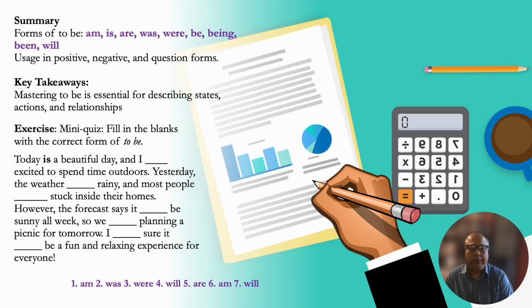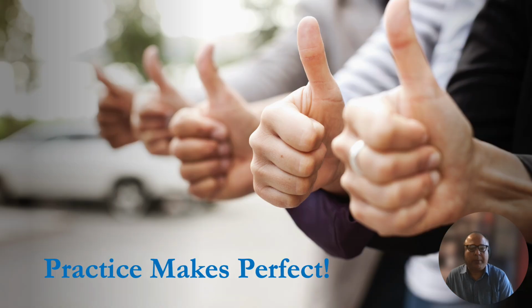Okay, so the first to-be verb is am, then was, then were, will, are, am, and will. Okay, great. So remember, practice makes perfect. So even though you have completed the lesson, you need to practice using to-be verbs in speech when you talk to somebody. Make sure that it's the college has, not the college have.